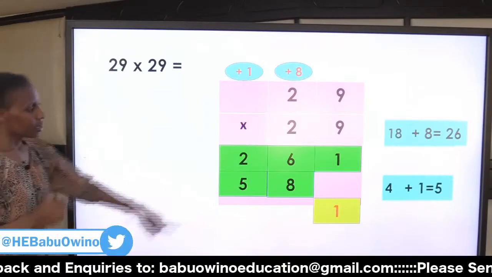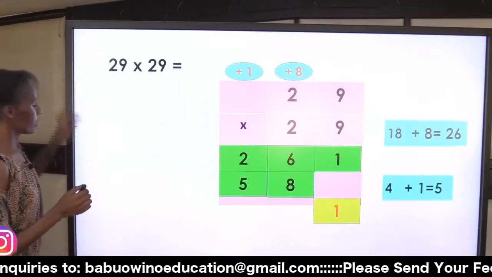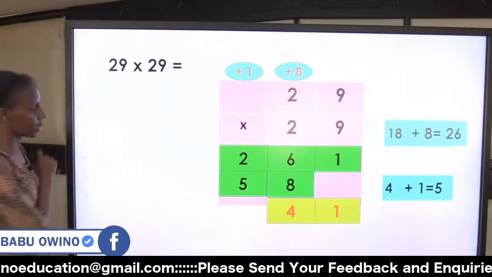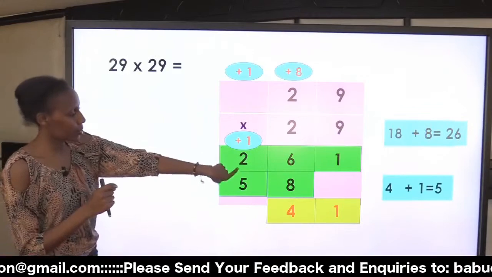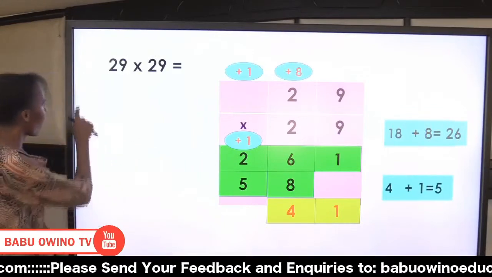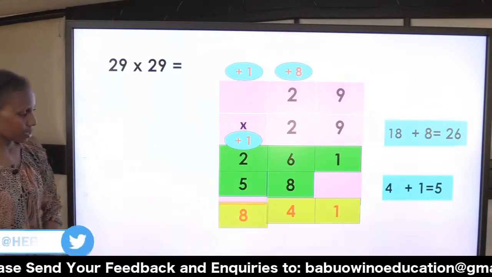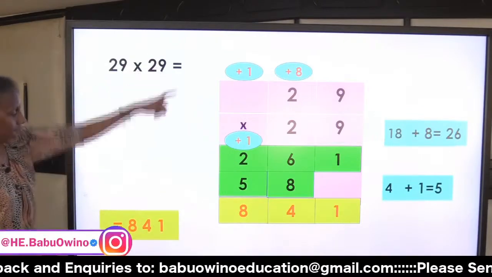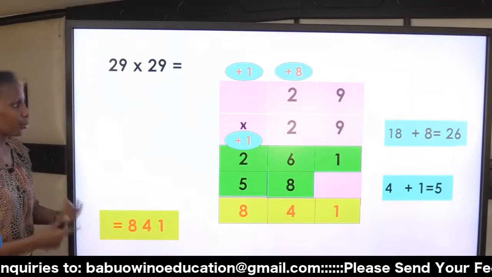6 plus 8 is 14. So I write 4, I carry 1. 1 plus 2 is 3, plus 5, you get 8. So I can say that the square of 29 is 841.